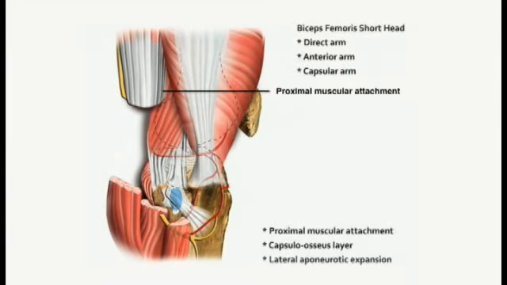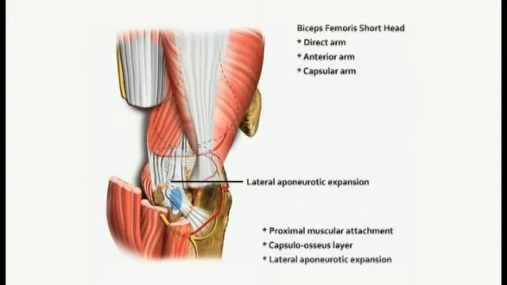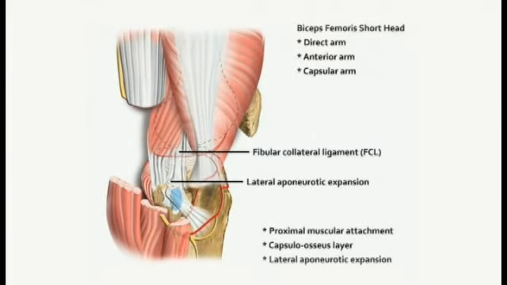The proximal muscular attachment connects the short head to the long head of the biceps. The capsuloosseous layer gets contributions from the iliotibial band and forms an extra-articular sling around the knee. And finally, the lateral aponeurotic expansion inserts on the deep or medial aspect of the fibular collateral ligament.